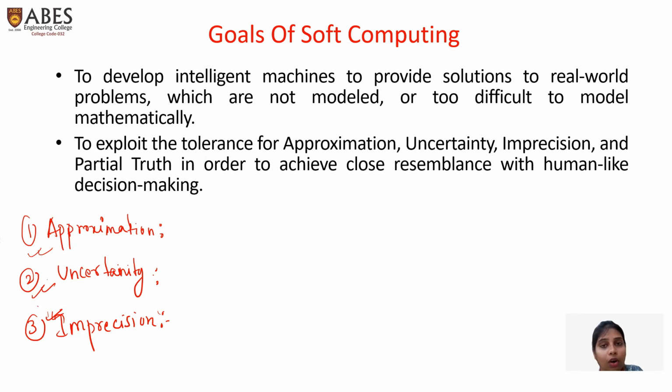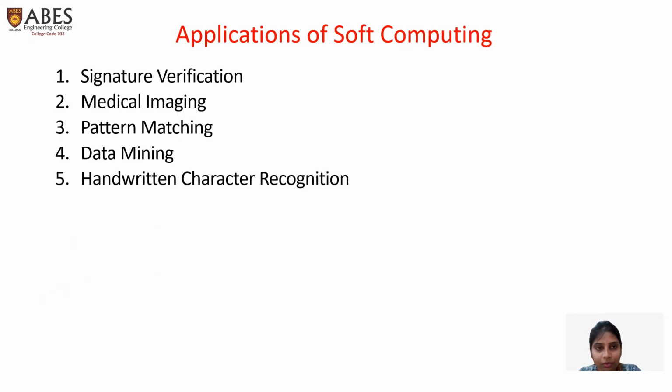So the main goal of soft computing is to exploit the tolerance for approximation, uncertainty, imprecision, and partial truth in order to achieve close resemblance with human-like decision making. Another goal of soft computing is to develop intelligent machines to provide solutions to real world problems which are not modeled or which are too difficult to model mathematically. So these two are the main goals of soft computing.